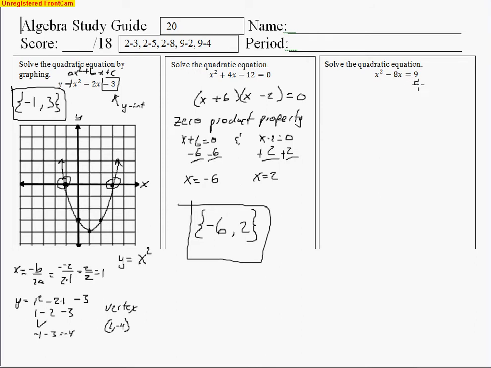So on this one, I'm going to go ahead and factor again. So I'm subtracting 9 from all sides. I've got x squared minus 8x minus 9 equals 0. So I'll go ahead and factor.